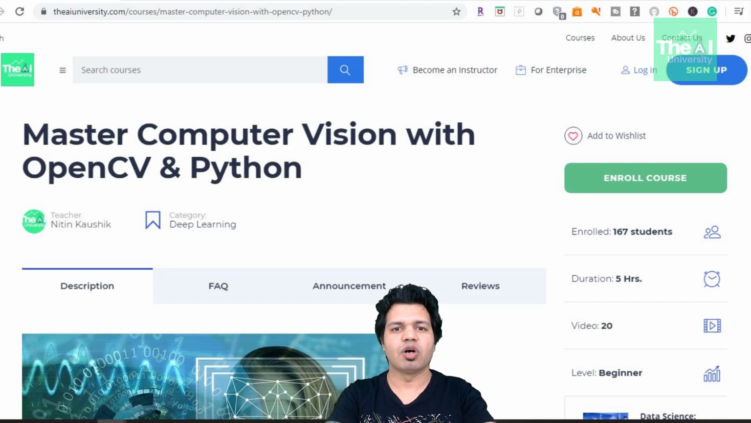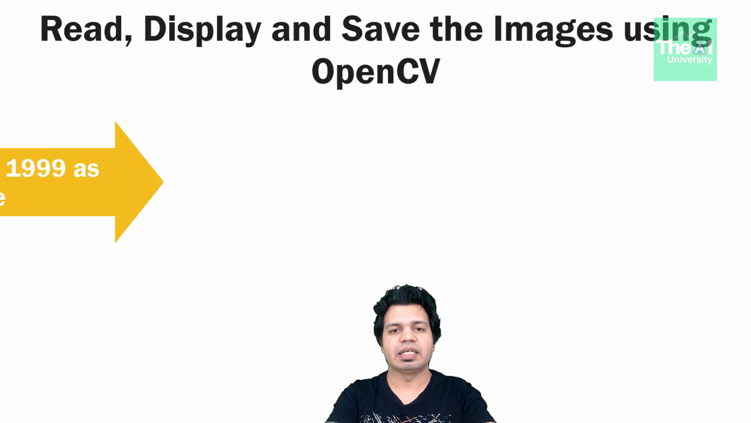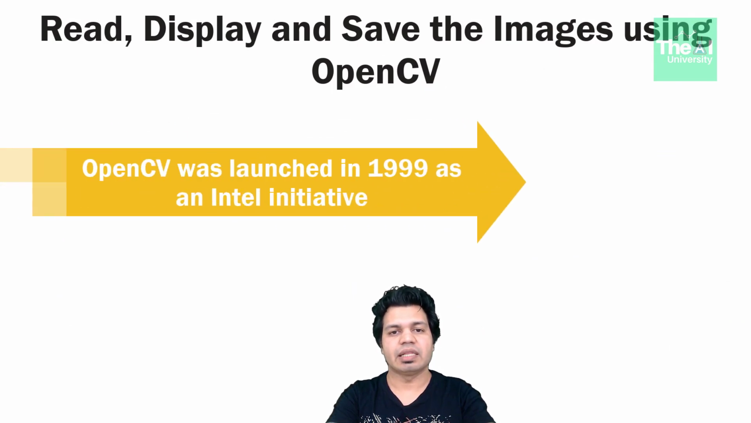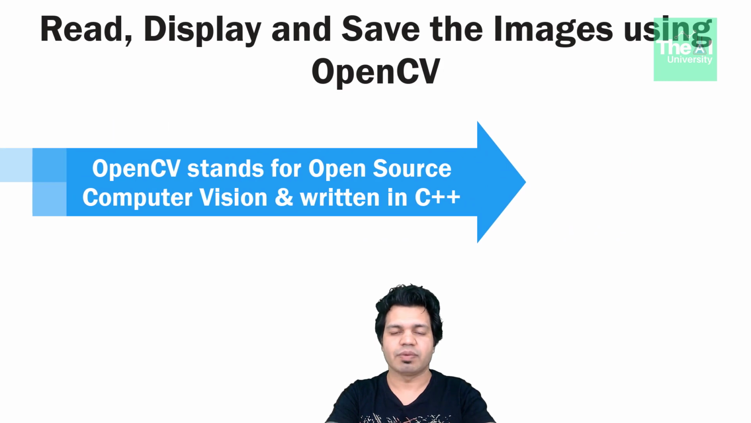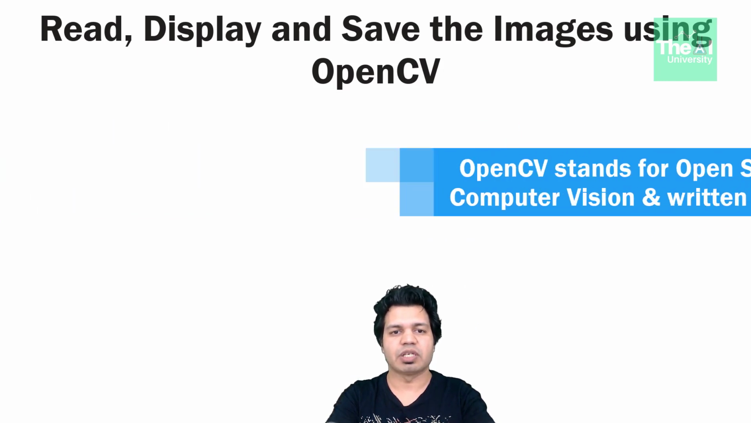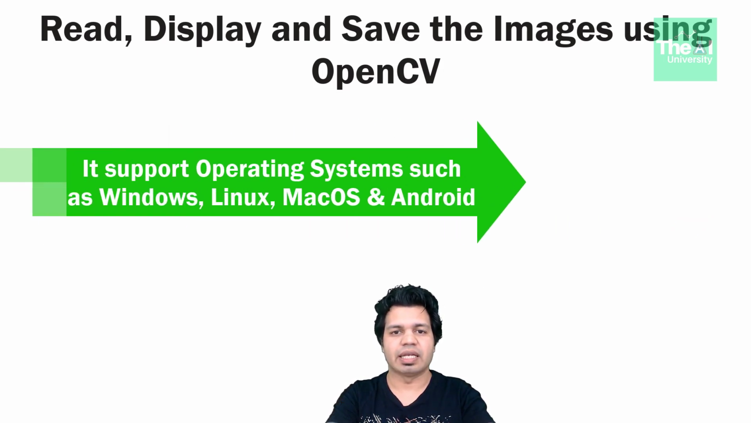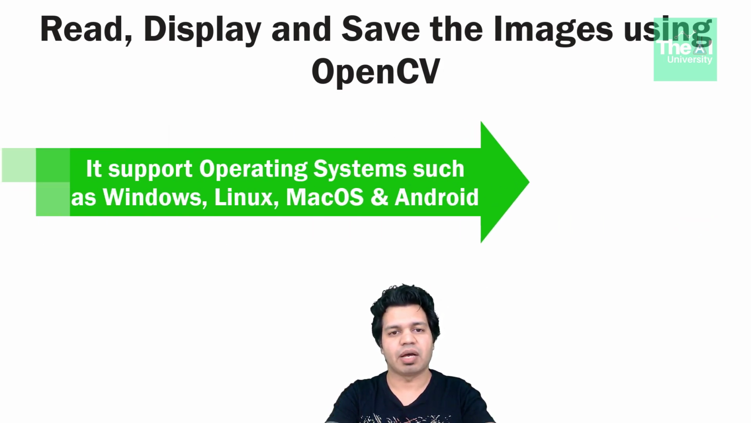So let's now move on to OpenCV. Well, OpenCV was launched in 1999 for the first time as an Intel initiative. OpenCV stands for Open Source Computer Vision and it is written in C++. It supports operating systems such as Windows, Linux, as well as Android and Mac OS.